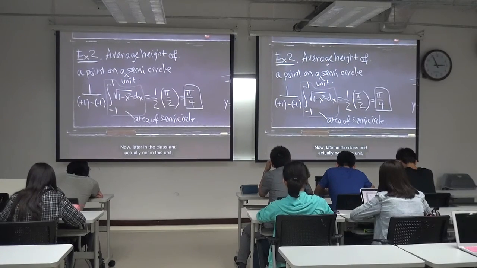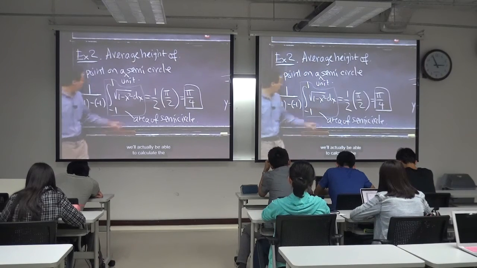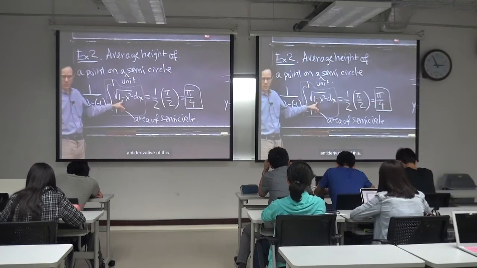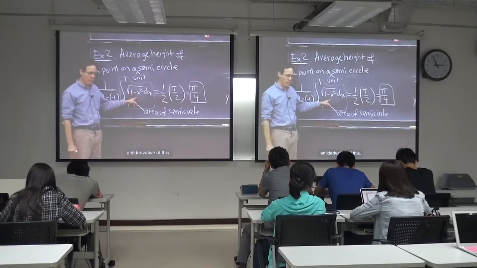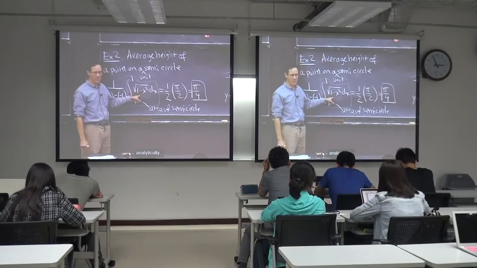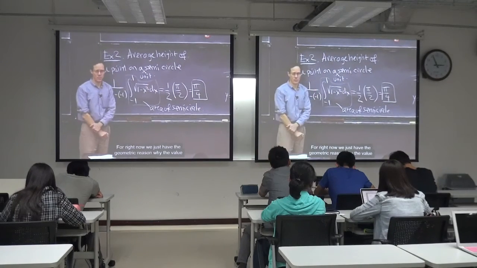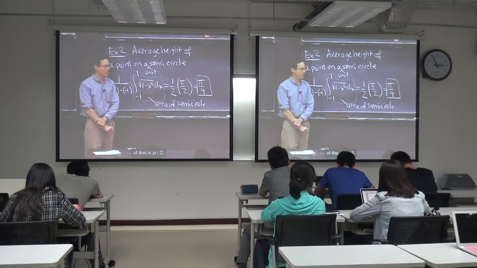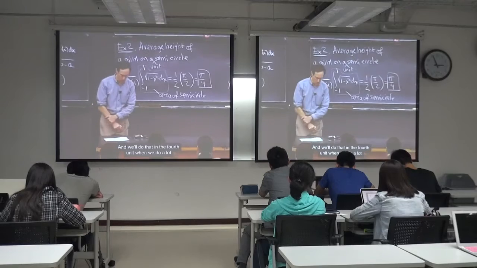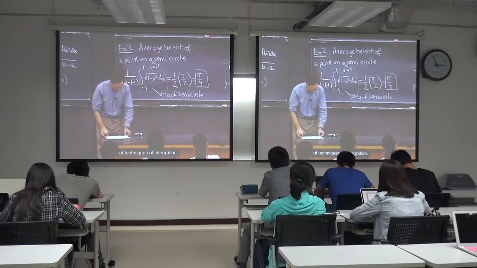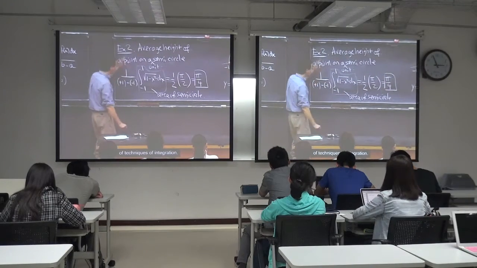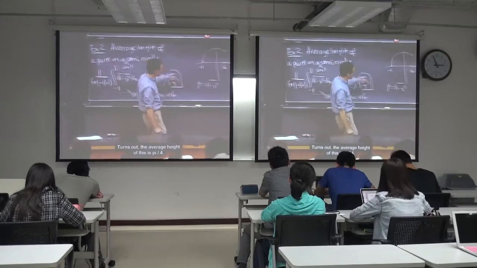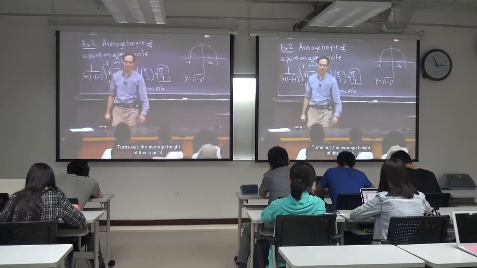Now, later in the class, and actually not in this unit, we'll be able to calculate the antiderivative of this. So in other words, we'll be able to calculate this analytically. For right now, we just have the geometric reason why the value of this is pi over 2. And we'll do that in the fourth unit when we do a lot of techniques of integration. All right, so here's an example. Turns out the average height of this is pi over 4.